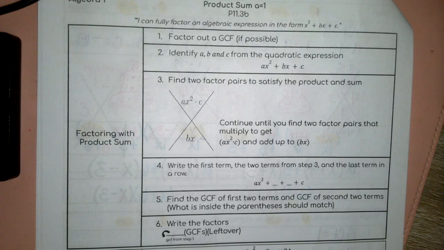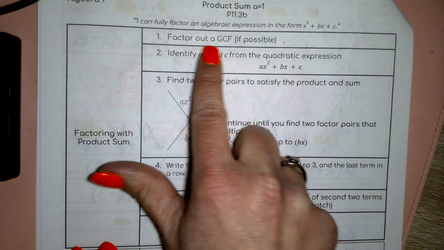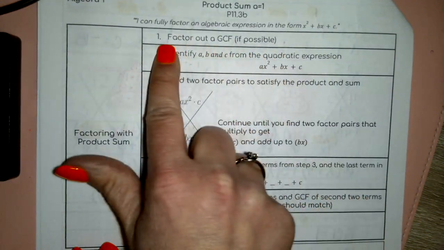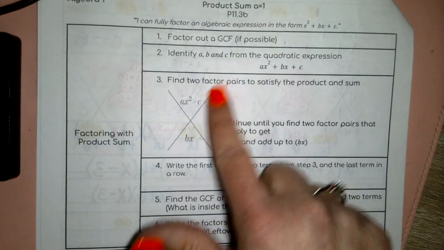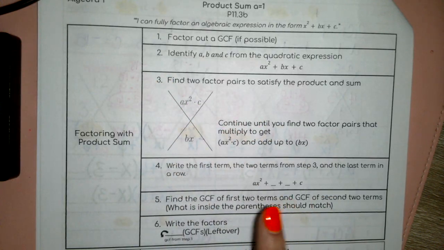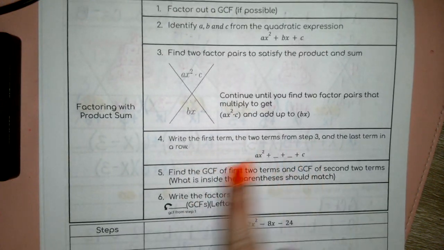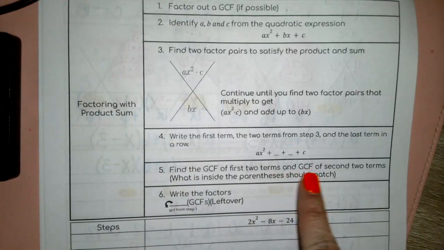Hey guys, today we're going to do pretty much the same thing as what we did yesterday, except today we're going to have a greatest common factor to factor out when possible. So we're going to have a GCF right here at step number one when possible. We're still going to identify A, B, and C. We're going to do the X factor here, and then the expand version, and then we're going to factor out our GCF, and then we're going to have our leftovers.